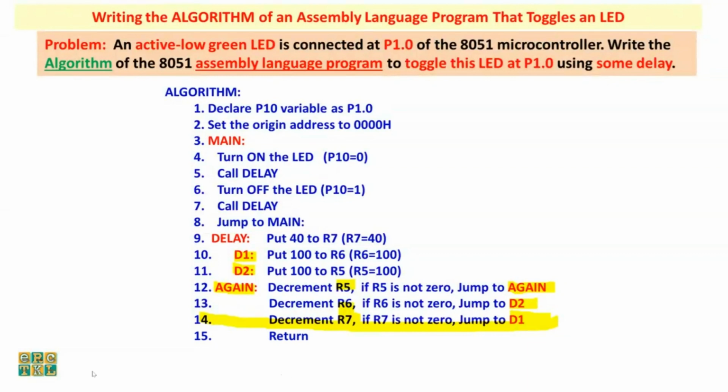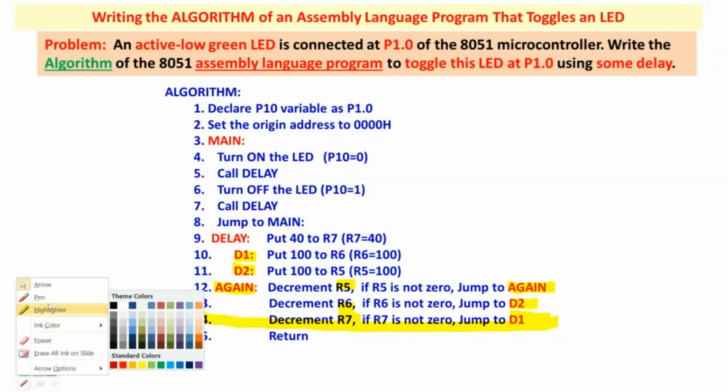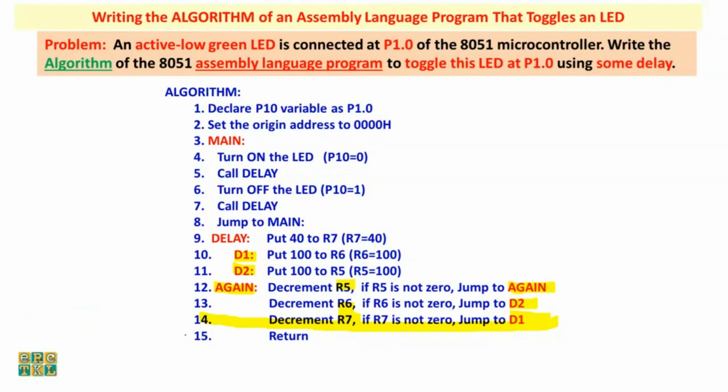And when you say return, you know what will happen? You will go back from number 15 to the calling statement. Remember, we turn on the LED. After you turn on the LED, we have to make a delay. So from number 5, it will go to number 9, then number 10, number 11, and after that, number 12. After number 12, it will not go to number 13.